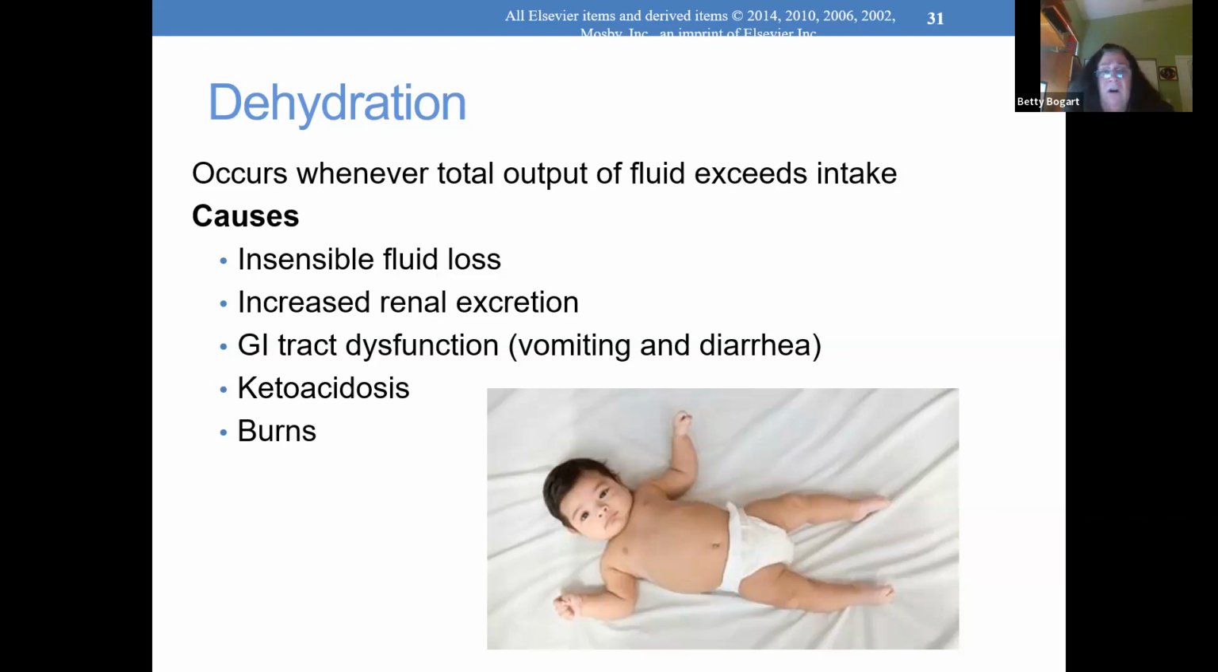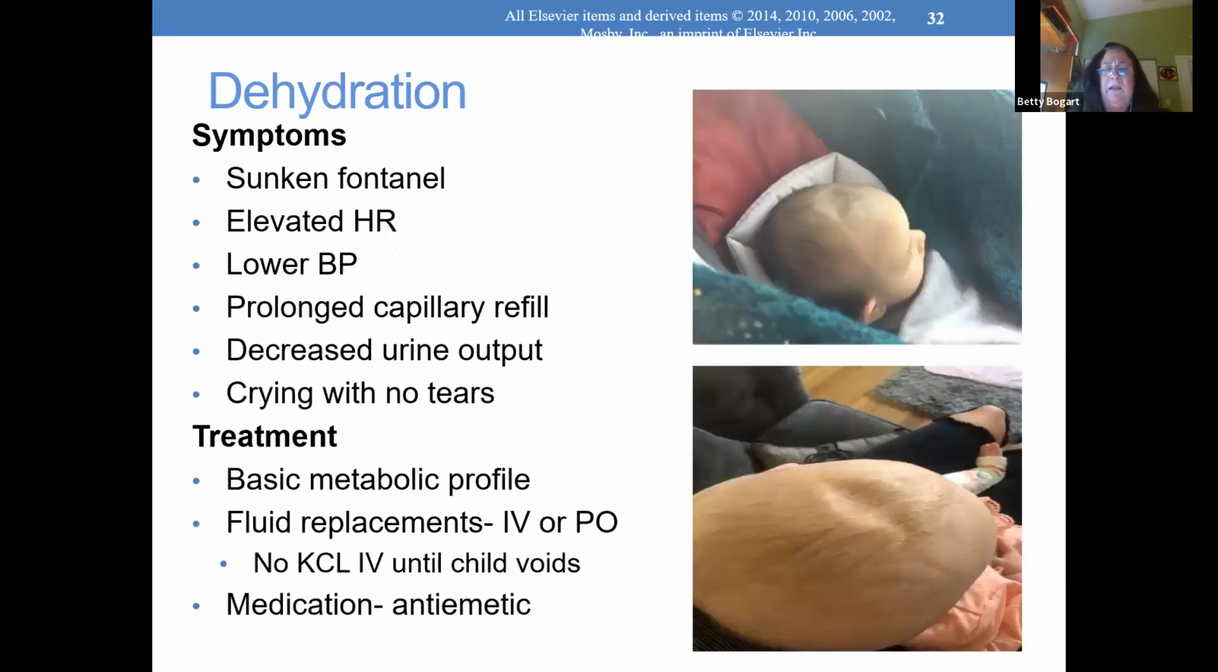All of a sudden your kidneys are excreting a lot. Or maybe you had some foods, like teas, that will increase diuresis. Could be vomiting, diarrhea, ketoacidosis, and of course burns could cause it. Now, in dehydration, what do you see?